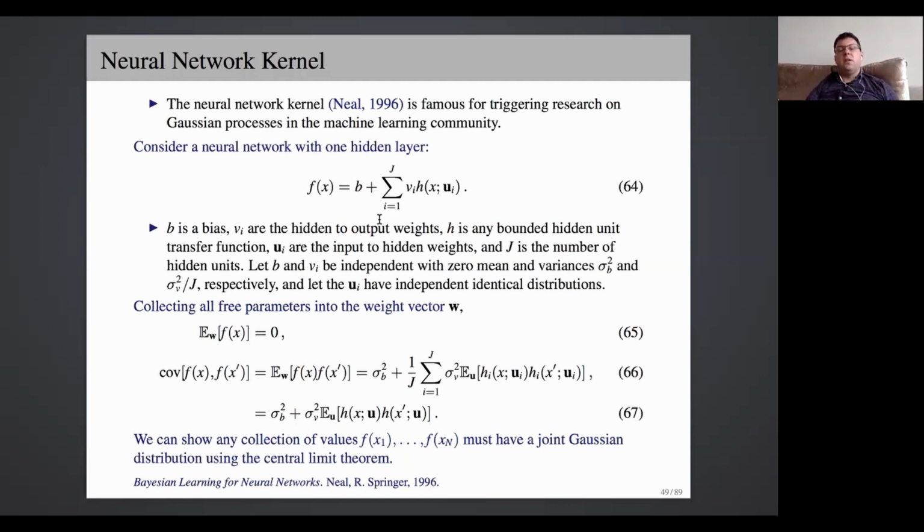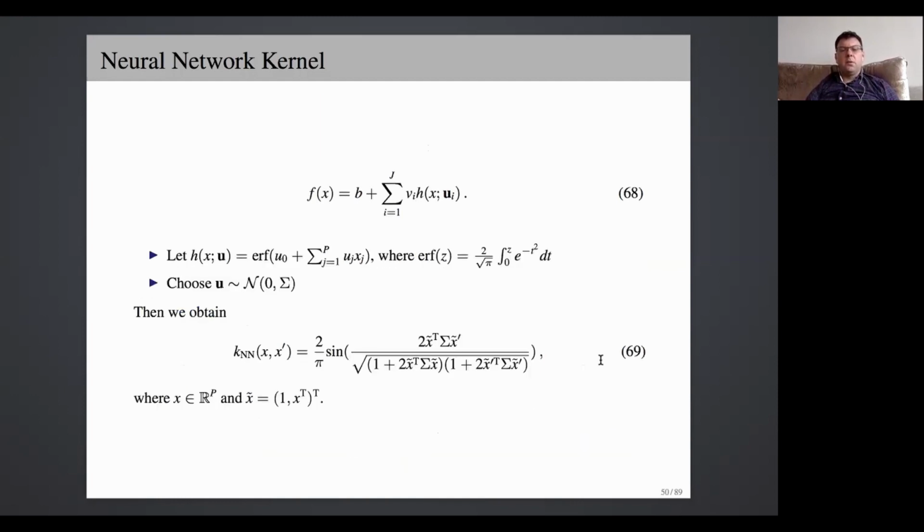I mean, the U's don't even need to be Gaussian distributed, etc. We can use a central limit theorem argument and show that we'll get a Gaussian process. And as before, we can characterize that Gaussian process by its mean and covariance function, which we can derive in equations 65 to 67. And if we make particular design decisions, like we say that our hidden units are described by an error function, for instance, and we choose a Gaussian distribution for U, then we can derive an analytic expression for the kernel that we get in equation 69, sometimes called a neural network kernel.